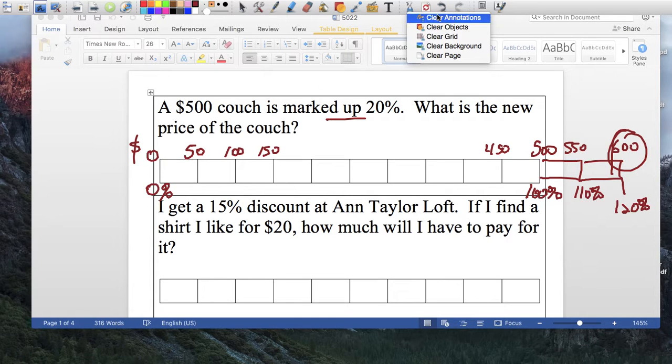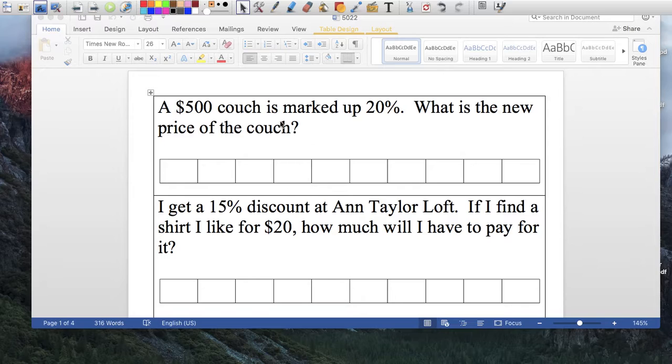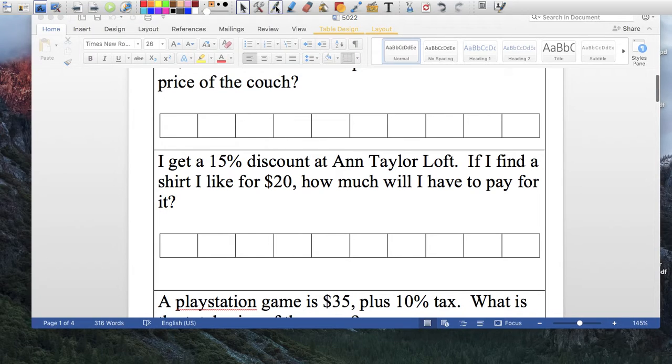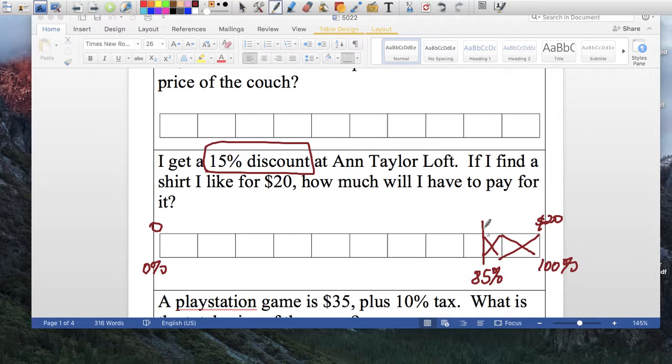A discount, so we want to take a discount. So in this question, let me move on a little bit. Get a 15% discount. So if this is 100%, and this is 0%, and this is $0, and this is $20, and you want to take 15% discount, it means we're going to take 10% out, and we're going to take half of that. So this is going to be 85%, and we have to find the price.